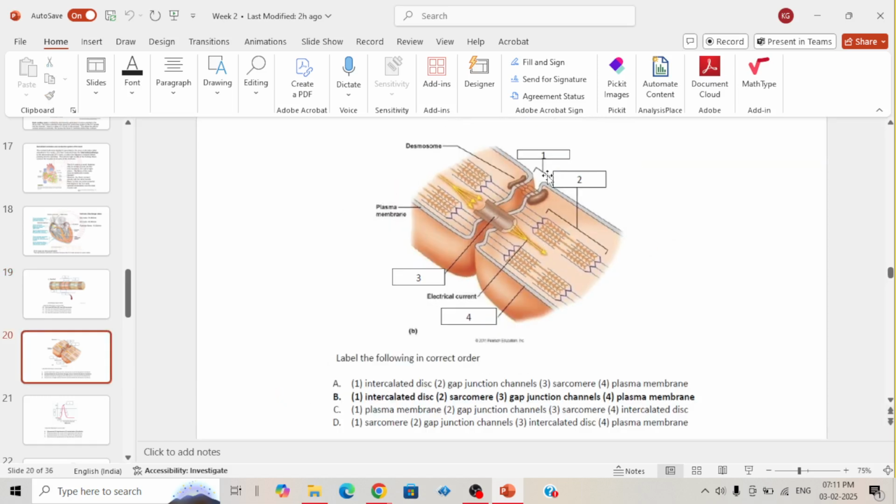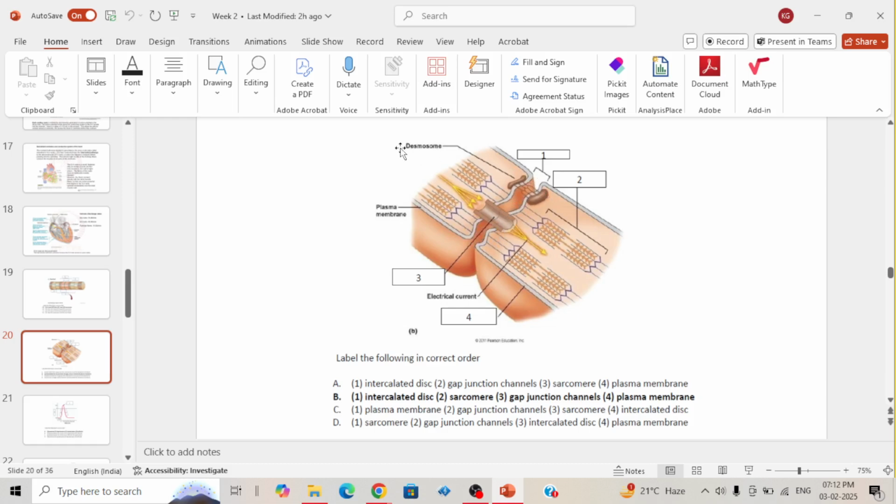Okay. Now, what is this thing that is marked as 1 in this picture? T tubule, ma'am. No, it is not T tubule. See properly, it is a junction between two cells. Intercalated disc. Yes, it is intercalated disc because this is a junction between two cardiac muscle cells. So it is an intercalated disc. Okay, it is not Z line or something.